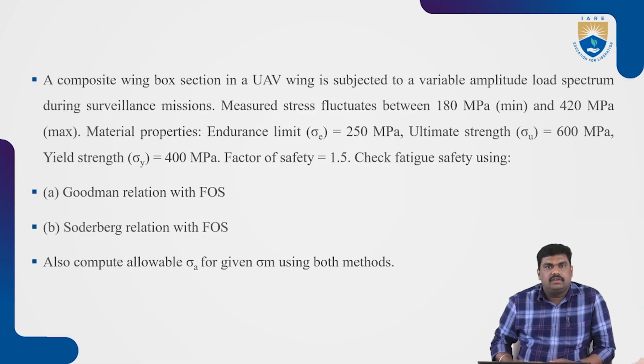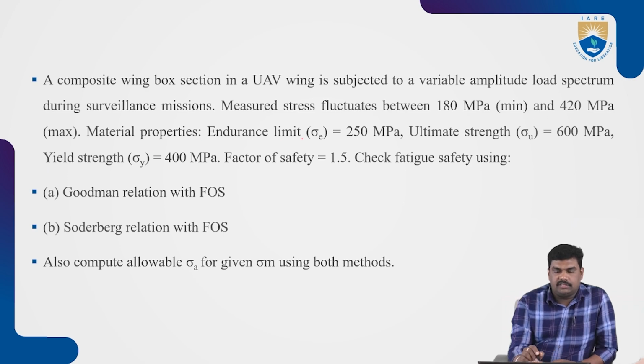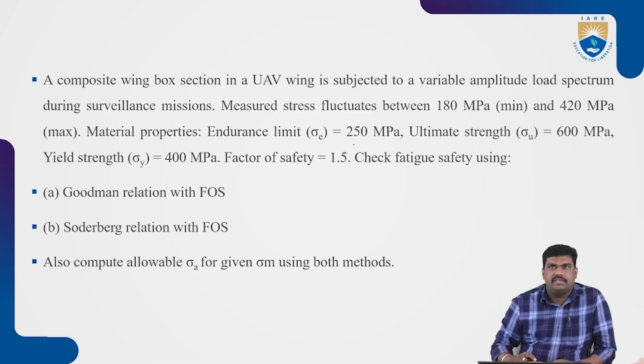Now with the load factor or factor of safety, how can we calculate this? A composite wing box section in a UAV wing is subjected to variable amplitude loading and a spectrum during a surveillance mission. The measured stress fluctuates between 180 megapascal, the minimum, and 420 megapascal, the maximum. The material properties, endurance limit, ultimate strength and yield strength, are given, along with the factor of safety. Check fatigue safety using the Goodman relation and Soderberg relation. Also compute the allowable sigma A for a given sigma M using both methods.